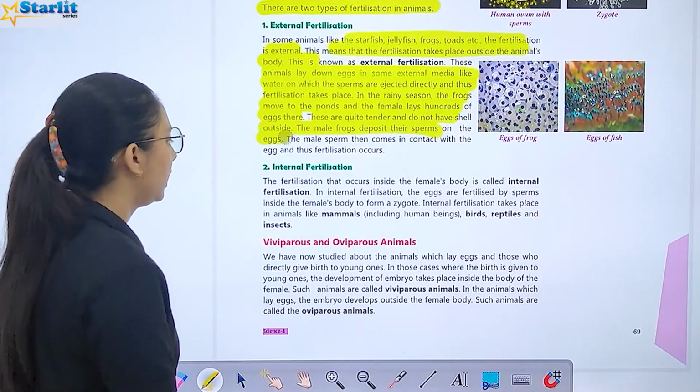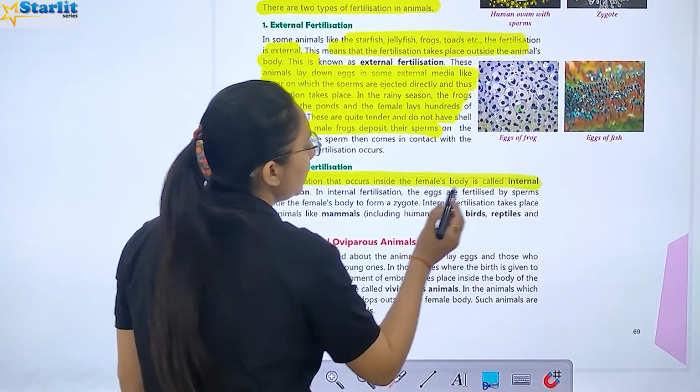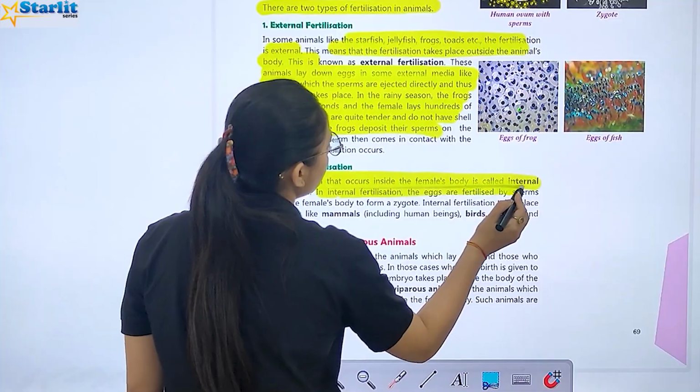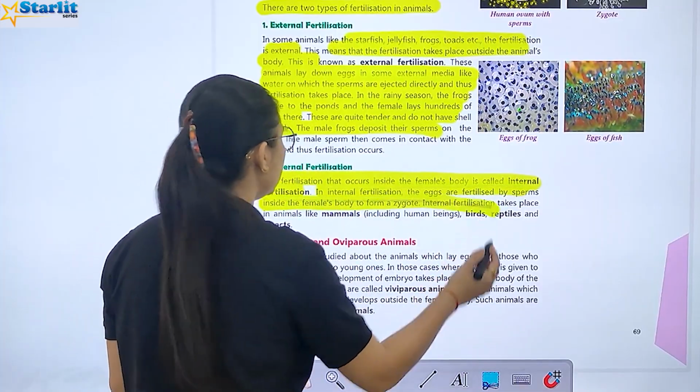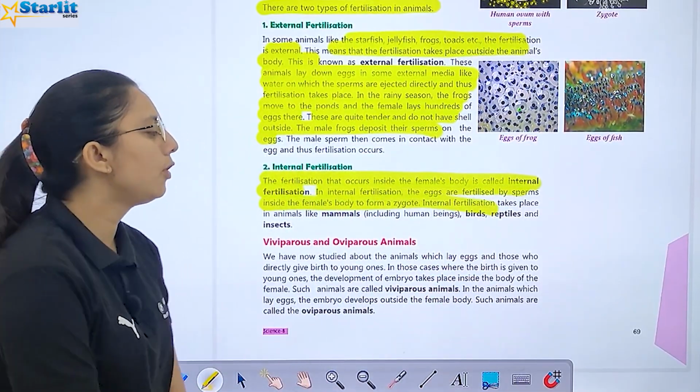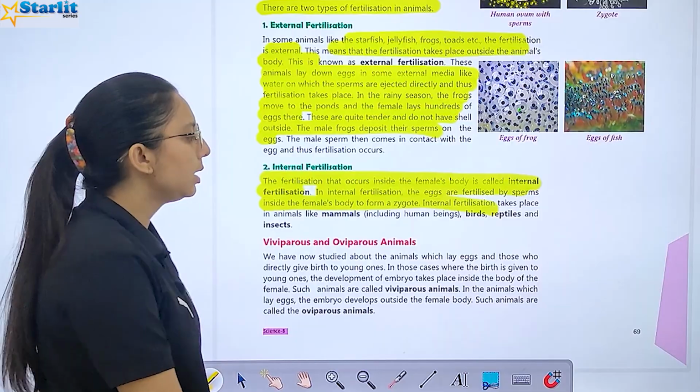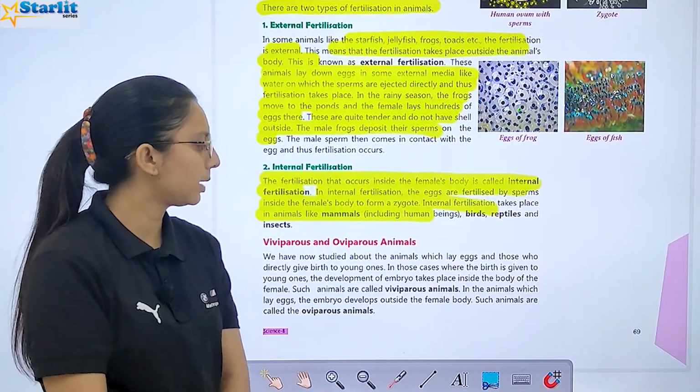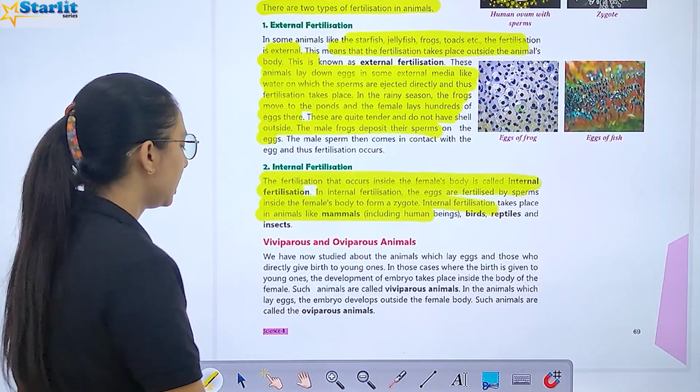Now internal fertilization occurs inside the female body, इसको हम internal fertilization कहते हैं. Eggs are fertilized by sperm inside the female body, और ये क्या form करते हैं? Zygote. So internal fertilization takes place in animals like mammals, birds, reptiles and insects.